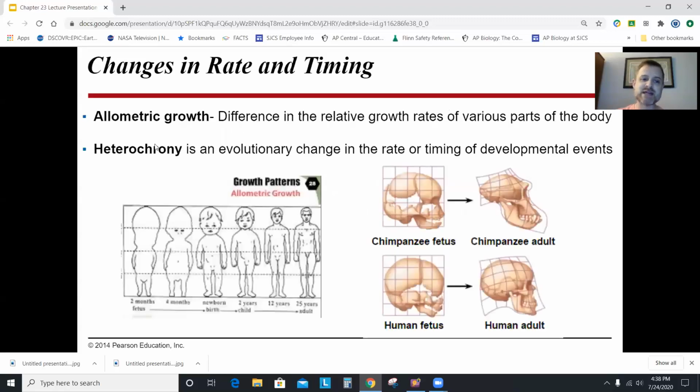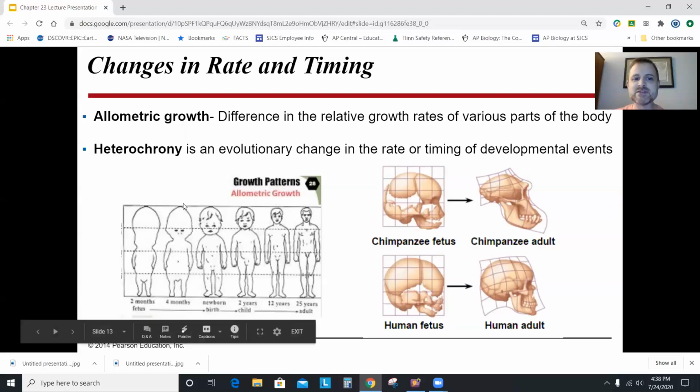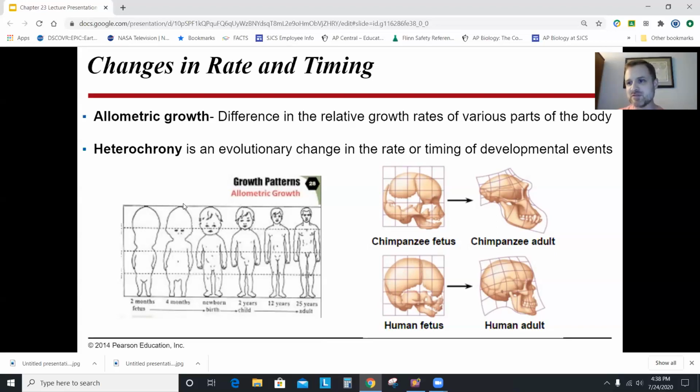So, 2 examples: allometric growth and heterochrony. Allometric growth, I know this diagram looks really, really creepy. This is basically differences in relative growth rates for various parts of the body. Look at a 2-month-old fetus, the head's like half the body, right? Look at a 25-year-old adult, the head is like, I don't know, an 1/8 or a 1/7 of the body. So you can have large changes in appearance or development just by changing the growth rates of different parts of the body.